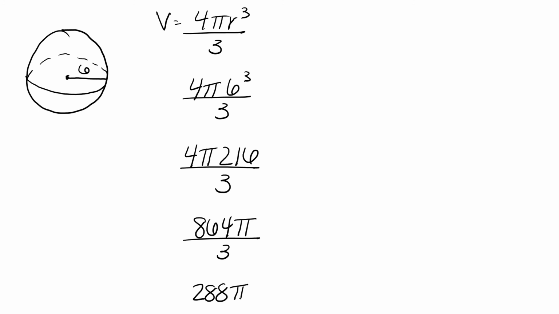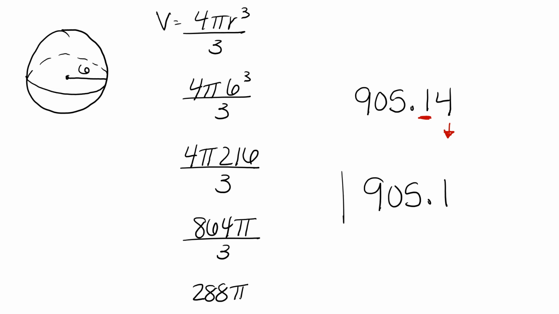And so when we multiply, we get an answer of 905.14285 on and on and on. The directions also tell us to round to the nearest tenth. 1 is in the tenths place. The 4 tells us to round down. And so we end up at 905.1 as our final answer.